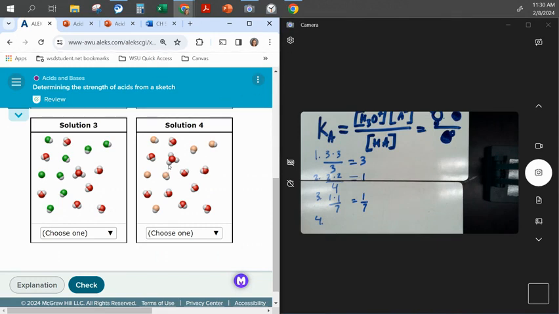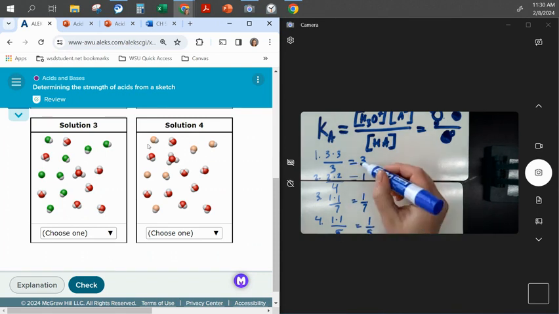And number 4, let's see what we have. We have 1 hydronium times 1 conjugate base over the acid. 1 acid, 2, 1, 2, 3, 4, 5. Okay. 1/5.